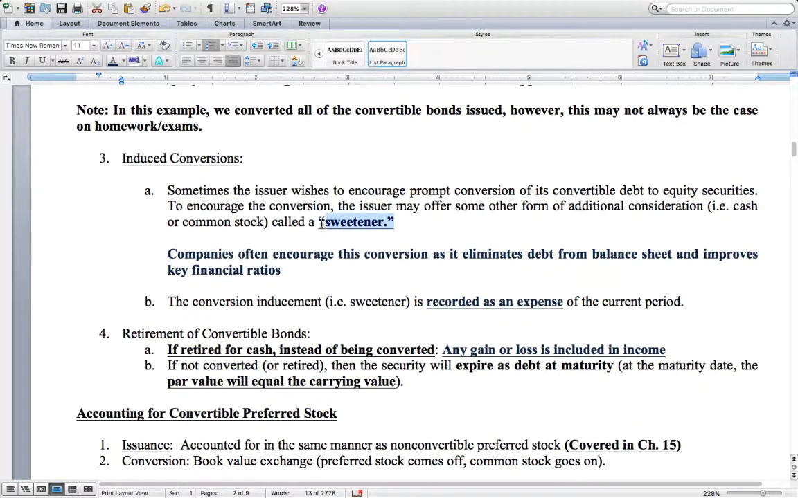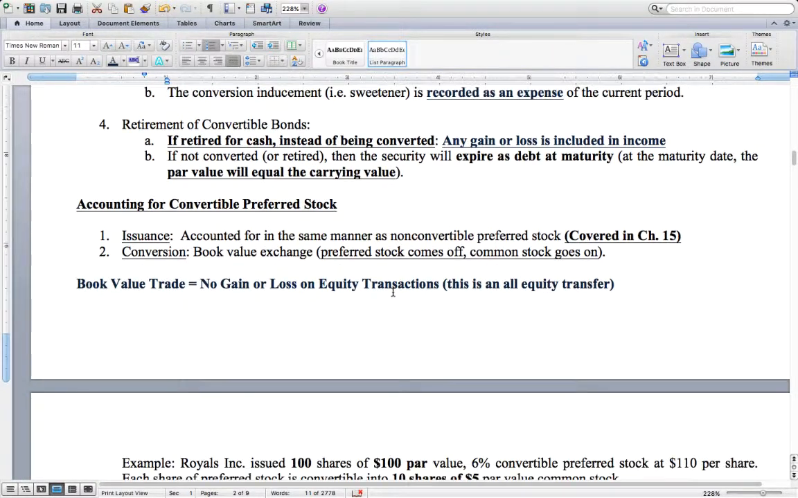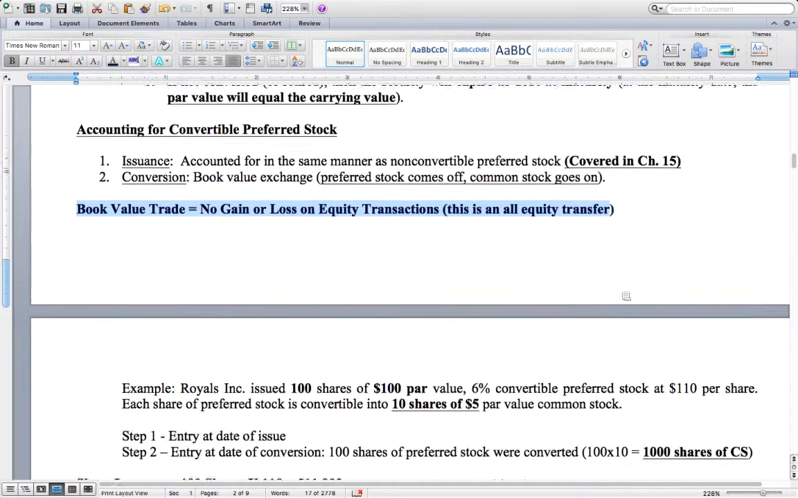Remember what sweeteners are used for, and that is to encourage the prompt conversion. Companies will offer that sweetener because it is more beneficial for them for you to convert than maintain the convertible debt. Remember that when accounting for convertible preferred stock at the conversion date, it is simply a book value trade between preferred stock and common stock. Preferred stock comes off, common stock goes on, and there's no gain or loss on the equity transactions.